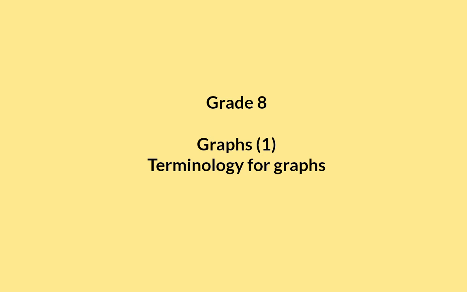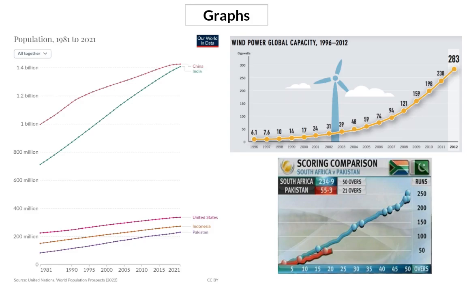In this first video for Graphs Grade 8, we're going to have a look at the terminology you need for graphs. Graphs are a visual representation of information that make it easier for people to understand the data that is being shown. A graph can also make it easier to identify a pattern or a trend in the data. To be able to interpret a graph, there is terminology that you need to know.